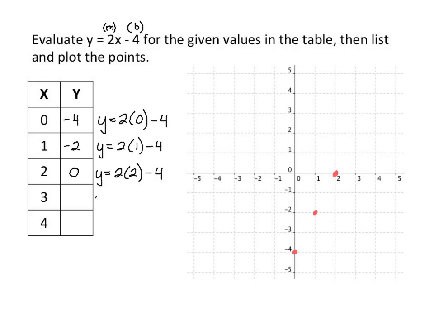Continuing, I can plug in 3, giving me y equals 2 times 3 minus 4. 2 times 3 is 6, minus 4 is 2. And I can now see that the fourth point is the ordered pair 3, 2. 3 tells me to go right 3. 2 tells me to go up 2. And there's our fourth point. And then finally, our last point here, the point 4, this tells me to do y equals 2 times 4, which is 8, minus 4, which is 4, resulting in my fifth point from our table being the point 4, 4. So I'm going to go right 4 and up 4.